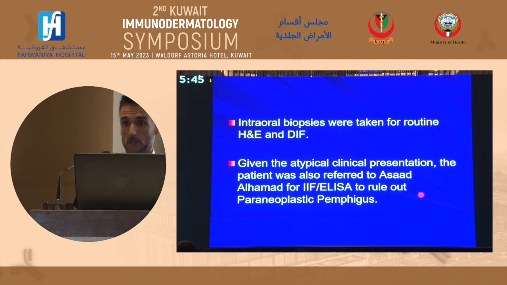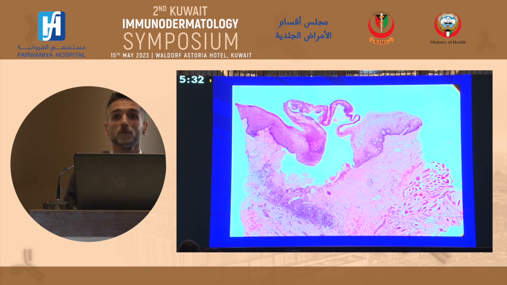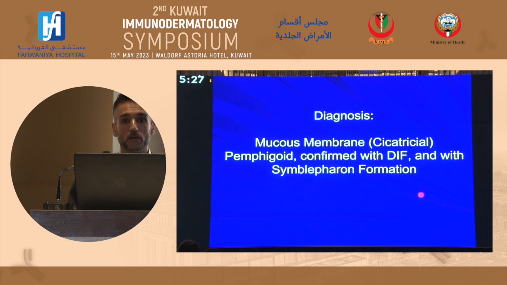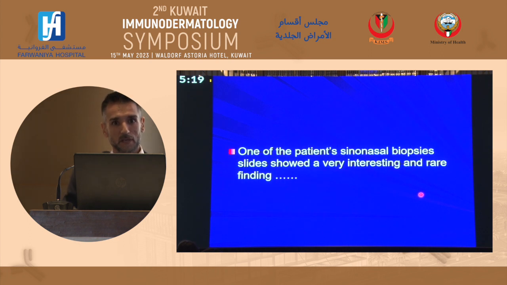The histopathology shows complete separation of the mucosa, and the diagnosis rendered is mucous membrane cicatricial pemphigoid, confirmed with direct immunofluorescence and with symblepharon formation. Now here is one interesting finding. Going back retrospectively to all of the patient's sinonasal tract biopsies, which were completely stripped off of mucosa, I found this. I've been practicing pathology for a very long time, and this is the first time in my life that I see pemphigoid actually affecting respiratory mucosa with complete separation.